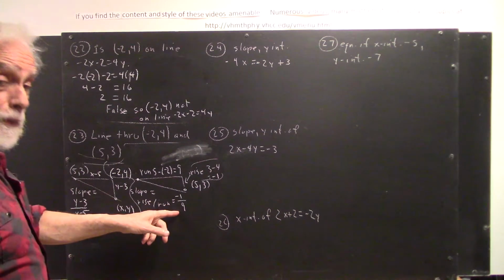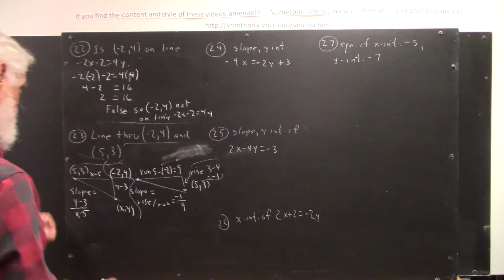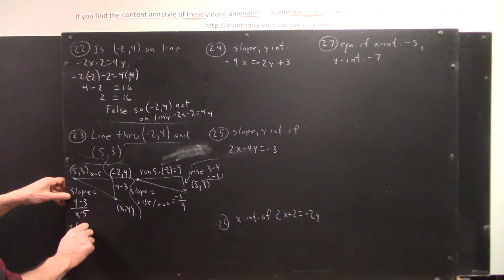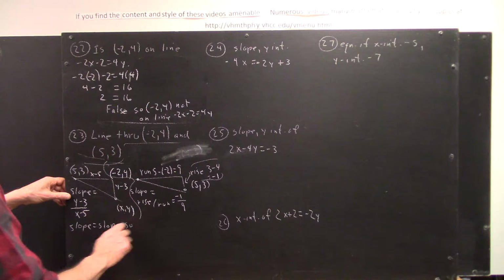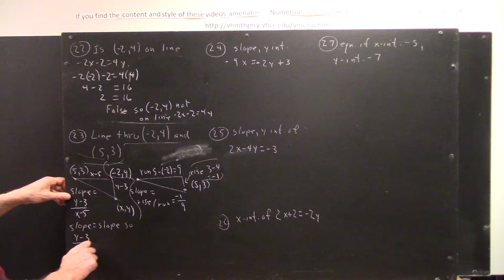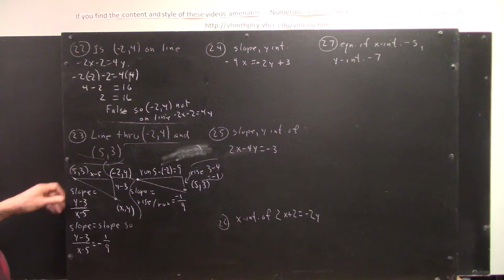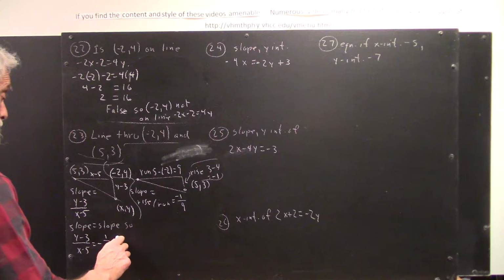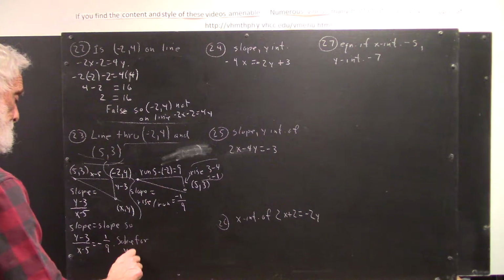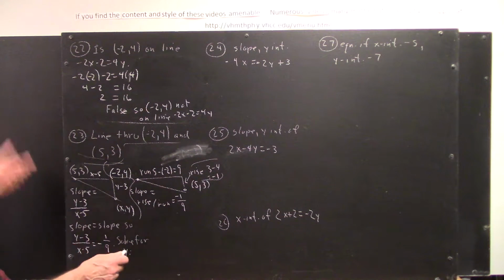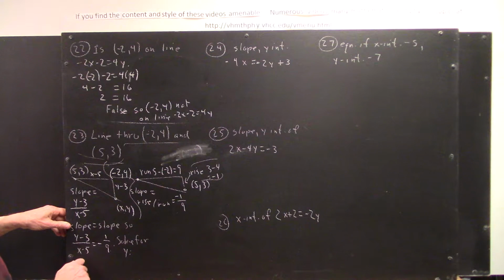That slope has to equal the slope between the 2 points. So I'm going to say, okay, slope equals slope. So (y - 3)/(x - 5) has to equal -1/9. And we solve for y. In the first step, we multiply both sides by x minus 5. We get y minus 3 equals -1/9 of (x - 5).